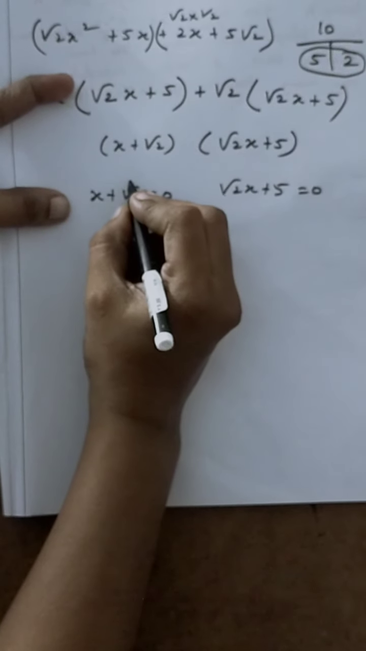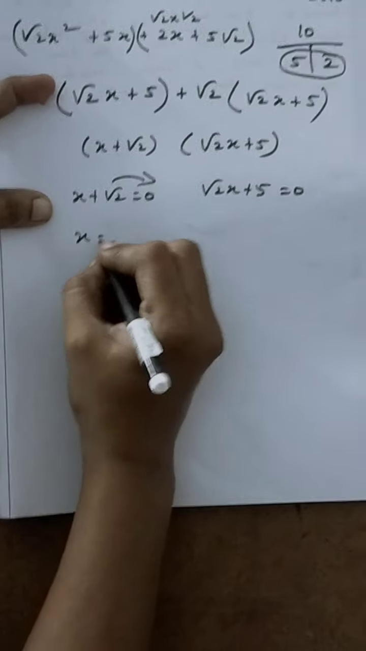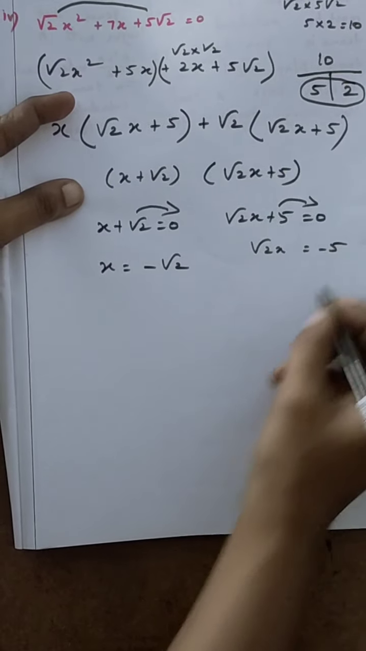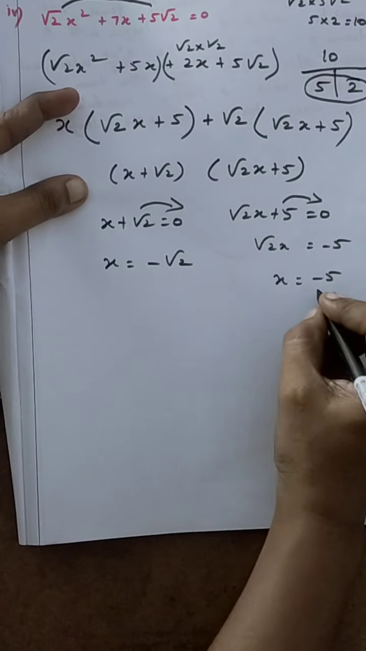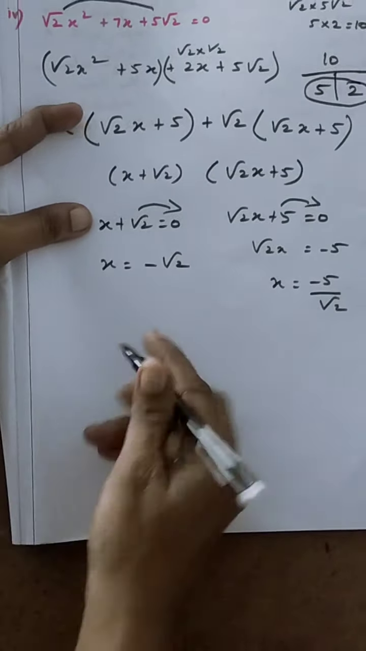The next step, find the x value. So root 2 go to the right hand side. So x equal to minus root 2. Then this one, root 2x, first step constant term go to the right hand side. So root 2x equal to plus 5 change into minus 5. Next one is x equal to minus 5 divided by root 2. So what is the solution? Solution equal to minus root 2 comma minus 5 by root 2.